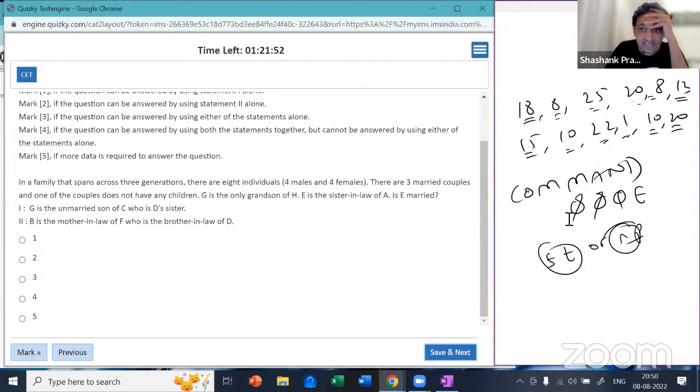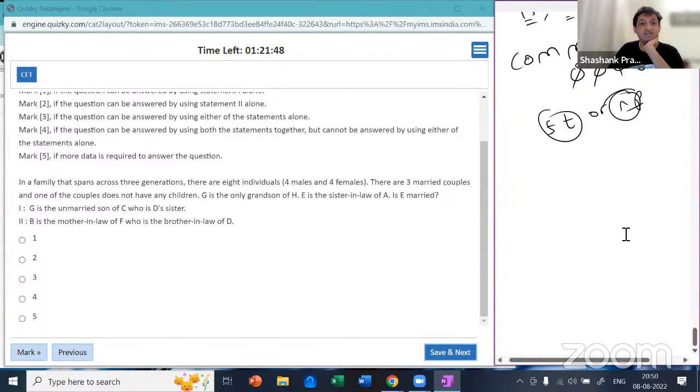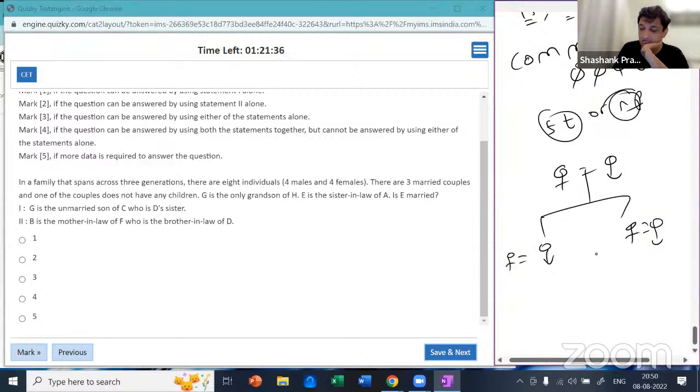3 generations, 8 individuals, 3 married couples. One of the couples does not have any children. She is the grandson of H. So I generally look at a family like this. Some male, female, I think. Typically, this is what happens. And because I think one couple has children, something like this. I don't know. Okay, let's see. Let's take a chance with this one.